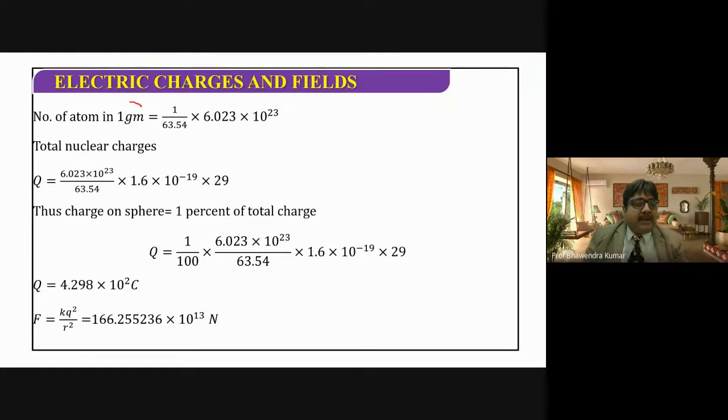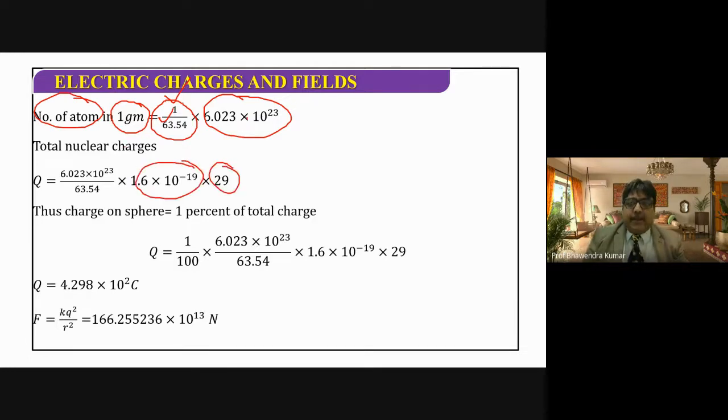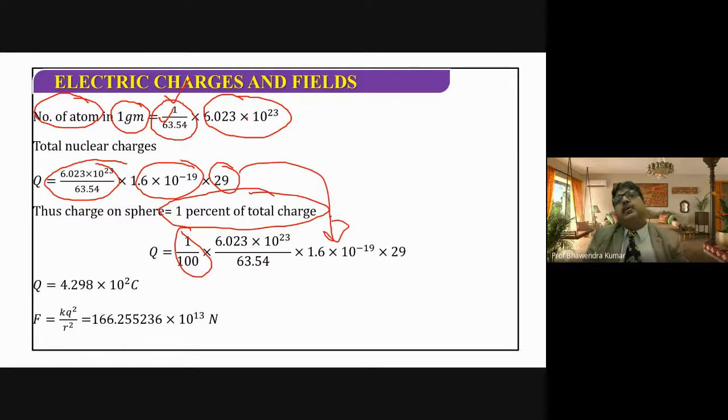So the number of atoms in 1 gram will be how much? Number of moles multiplied by the Avogadro number, right? Number of moles will be 1 gram divided by 63.54. That multiplied by the Avogadro number is the number of atoms. Total nuclear charge will be 29e multiplied by the number of atoms. Is that clear? And the charge is 1% of the total charge. It means 1 by 100 of this value will be the charge held by the sphere. That will be 4.298 into 10 power 2.